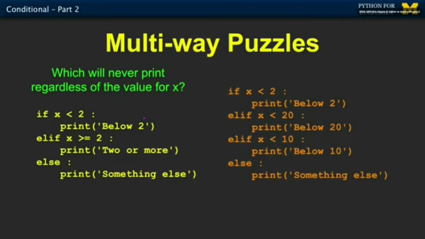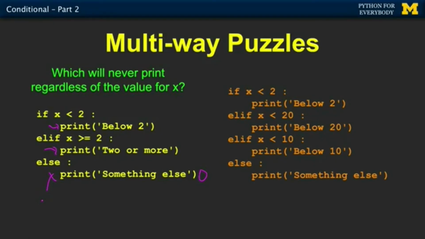Okay, so in this one, if x is less than 2, do this, else if x is greater than or equal to 2. The one that's never going to execute is this one right here. And that's because no matter what value of x, it is either less than or equal to 2 or greater than or equal to 2. So for any value of x, no matter what you pick, it's either going to run this one or this one, but it's never going to run that one for any value of x.